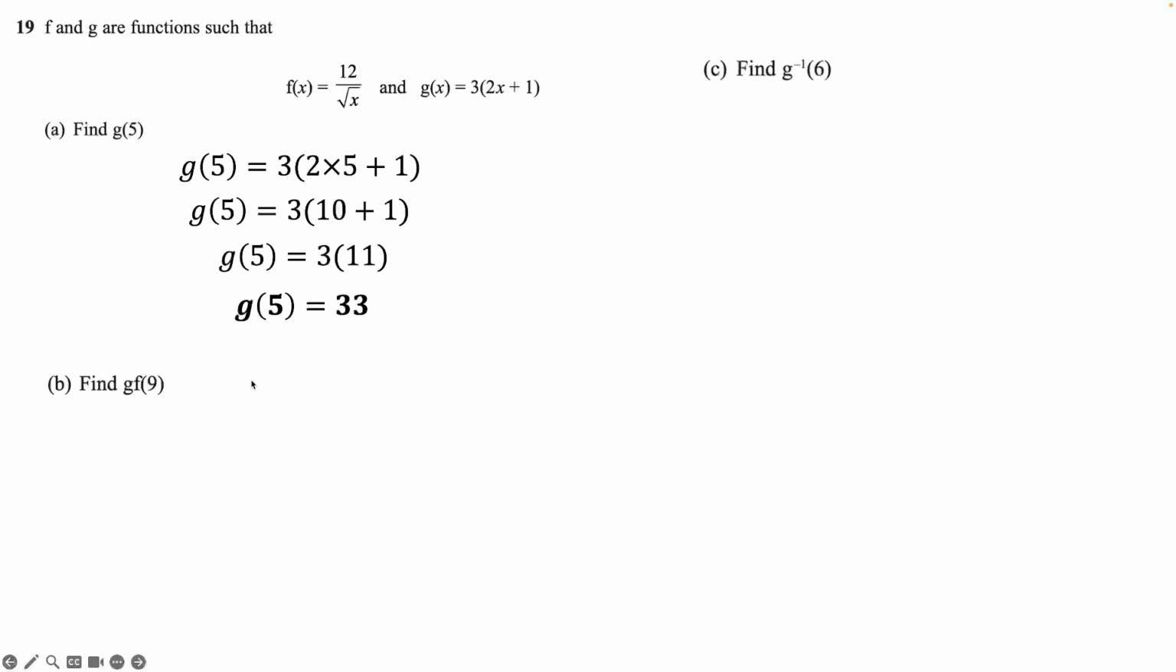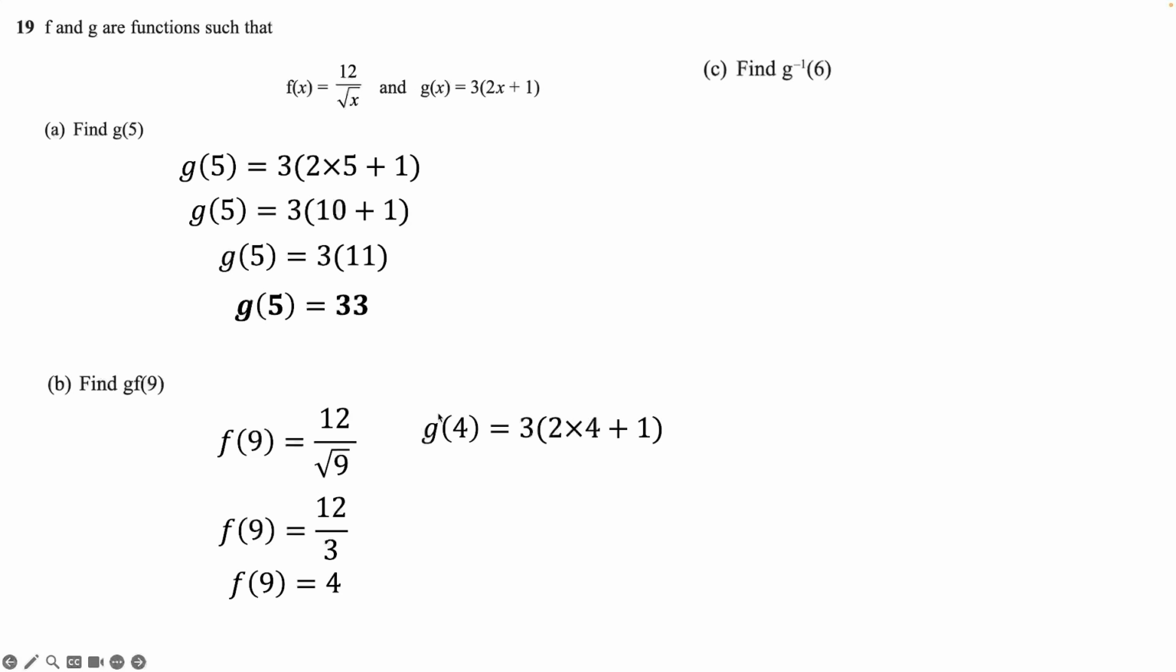Part B, then we want to find g f of 9. So what this means is find f of 9, so put 9 into here, and then take whatever value that gives you and put it into g. So let's first find f of 9. That's going to be 12 over the square root of 9, which is 12 over 3, which is equal to 4. So that's what f of 9 is. Now we need to put f of 9 into here. So we put 4 into here. So g of 4 is equal to 3 brackets 2 times 4 plus 1. That gives you 3 times 9, which is 27. So we can write our final answer as g f of 9 is equal to 27.